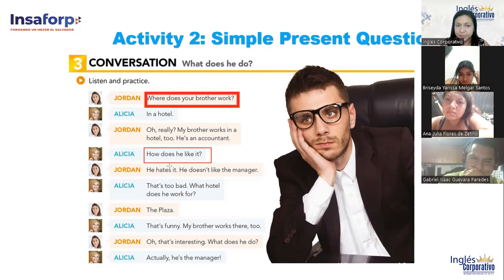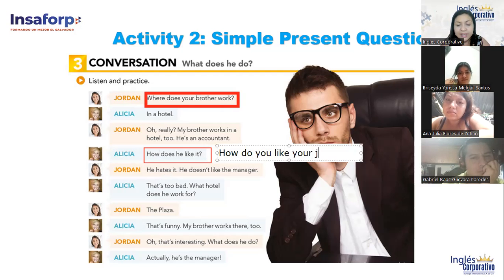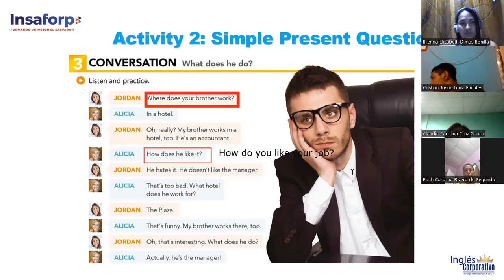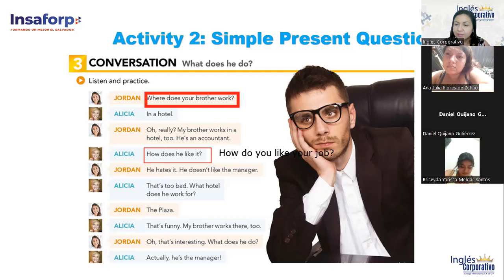He hates the job. So the question, how does he like it, or how do you like your job? If I ask you, how do you like your job? For example, Daniel Quijano, you are like a supervisor. I ask you, how do you like your job? Do you like your job? Yes or no? Yes, I do. Okay, how do you like your job? ¿Cuánto le gusta su trabajo? How do you like your job? Es, ¿cómo le gusta?